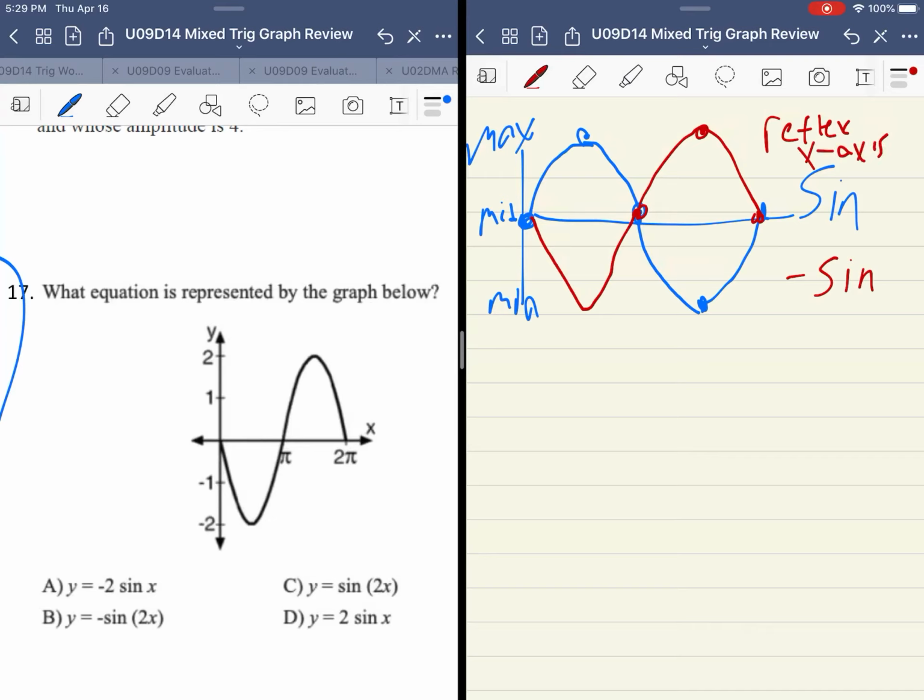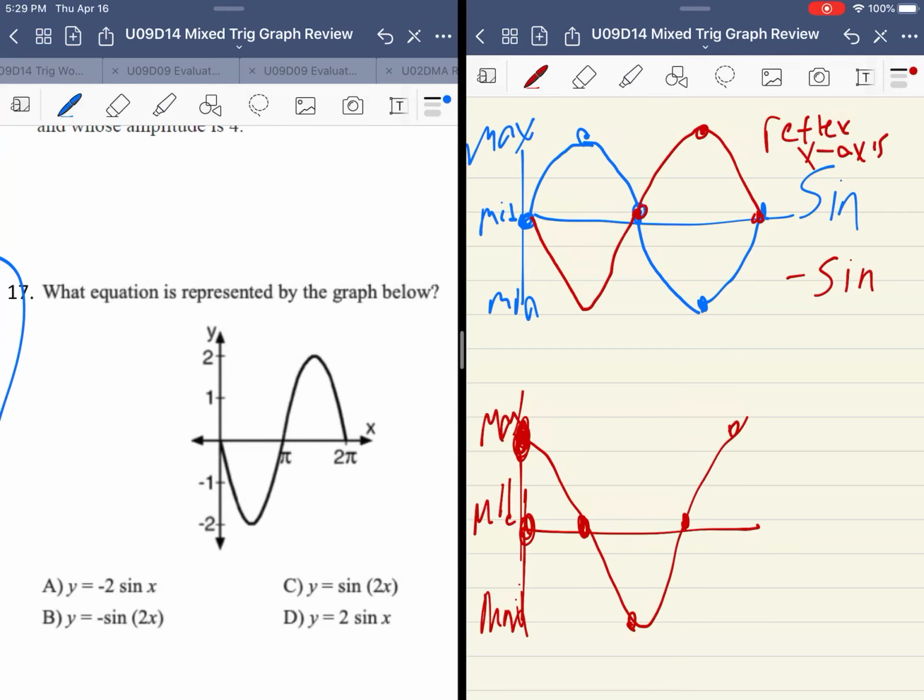Now the cosine curve has a midline, but it doesn't start at the midline. It starts at its maximum, goes to the midline, goes to the minimum. So it starts at the max, goes to the mid, and reaches the minimum, returns to the mid, and then returns to the maximum. So this is the cosine curve. So that's cosine.